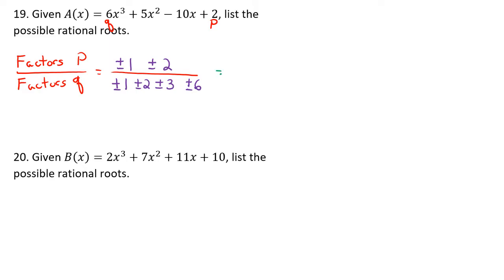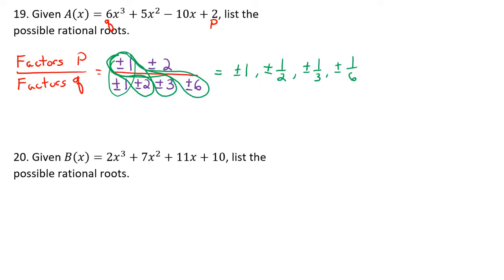So now we want to make our list. So 1 divided by 1 is 1. Don't forget your plus and minus sign. Then we're going to do 1 divided by 2, which makes 1/2. 1 divided by 3 is 1/3. And then 1 divided by 6 is 1/6. 1 can't get divided by anything else. There's no more numbers in the denominator. So now I can go ahead and move on to doing the 2.